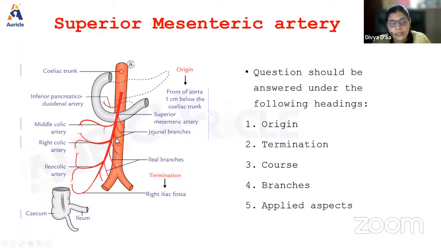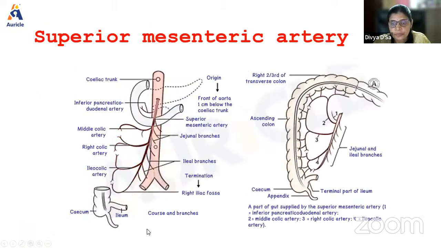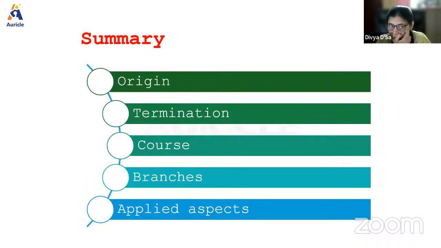It runs along the root of the mesentery and terminates by anastomosing with the inferior branch of the ileocolic artery in the right iliac fossa. It gives the inferior pancreaticoduodenal artery, middle colic, right colic, and the ileocolic artery on the concave side, whereas on the convex side it gives the jejunal and ileal branches. So that is the superior mesenteric artery.